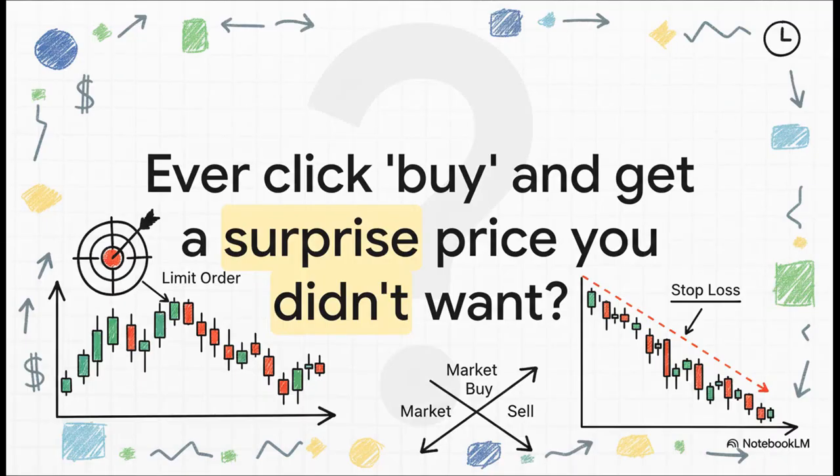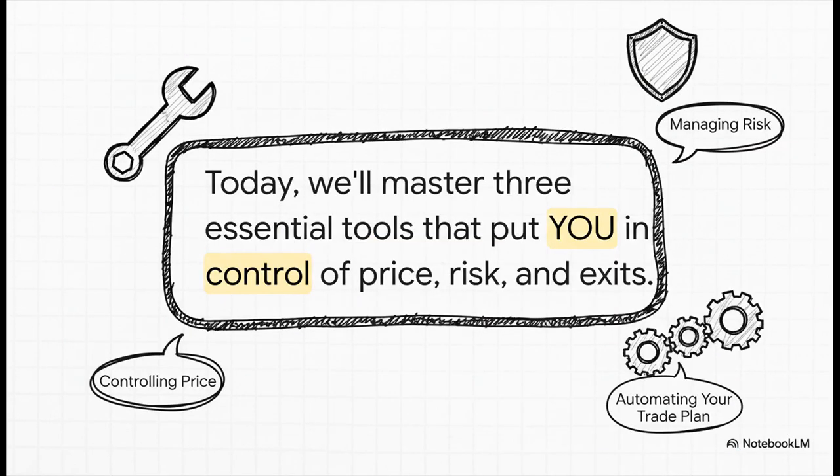You know that feeling, right? You see a price you love, you slam that buy button, but the price you actually get filled at is, well, not what you wanted. That little shock, that slippage, is exactly what we're here to get rid of today. And we're going to do it by mastering a few essential order types. I want you to think of these as your personal set of tools for controlling your price, managing your risk, and even putting your whole trade plan on autopilot.